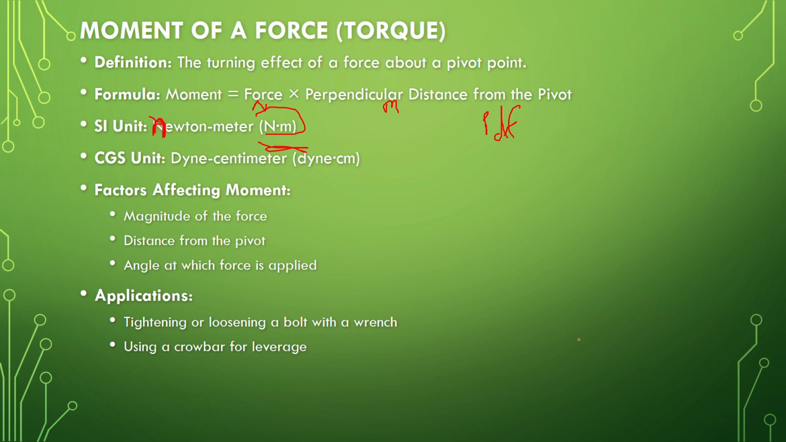dyne centimeter, because the CGS unit of force is dyne and the CGS unit of distance is centimeter, so it's dyne centimeter. Factors affecting: magnitude of the force. More the force, less perpendicular distance is required. Less the force, more perpendicular distance is required. If both the force and the perpendicular distance decrease, the moment decreases, or if both increase, the moment also increases. And the angle at which force is applied. Mostly you have to apply force at a 90-degree angle. If you apply it at any other angle, there may be a variation in the direction of the moment. And applications: tightening or loosening a bolt with a wrench, using a crowbar for leverage.